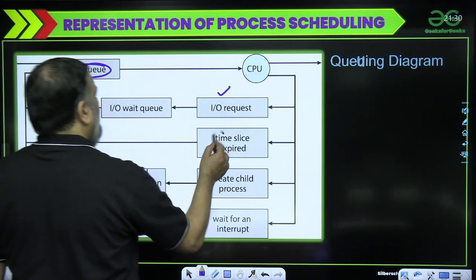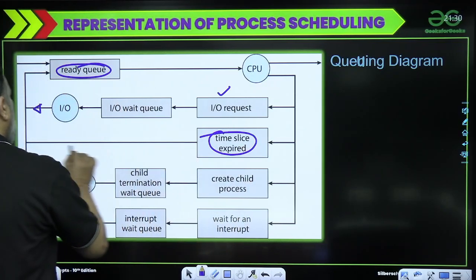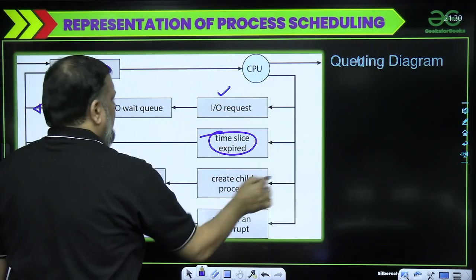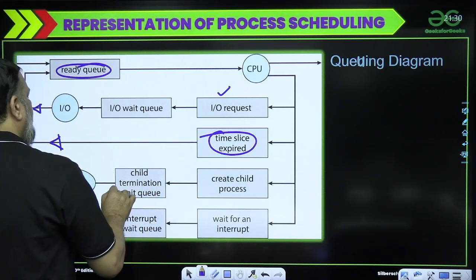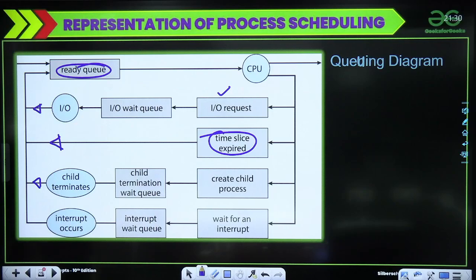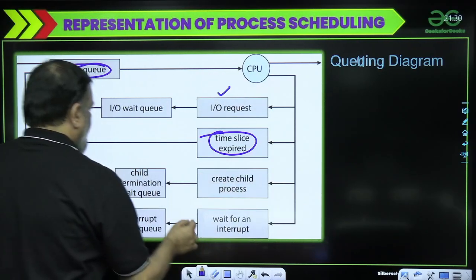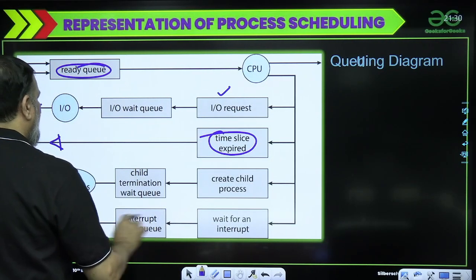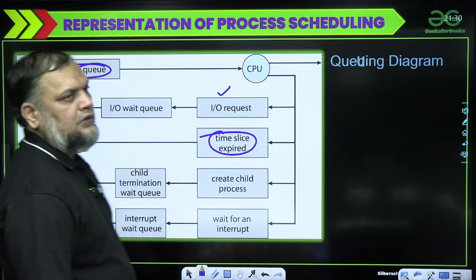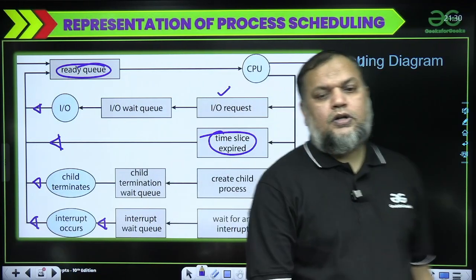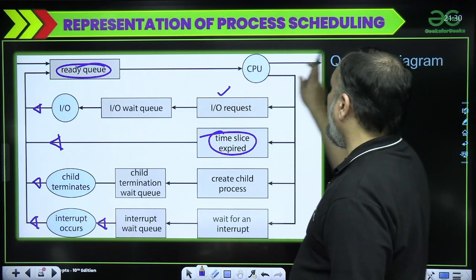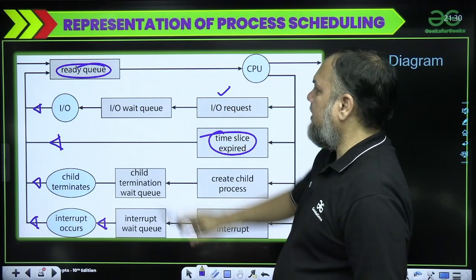And suppose the timer goes off, the running process times out, it will directly come to the ready queue without any blocking. If it creates a child process, it goes to the waiting queue for child termination; when the child process terminates, the parent process will come back to the ready queue. And if I'm waiting for some interrupt or event to happen, I'm in the interrupt wait queue. Then whenever the interrupt occurs, the process will come back to the ready queue. So boys and girls, this is a very clear diagram. It is called the queuing diagram, the state queuing diagram. It shows the states new, ready, running, terminate, block, right? So the queuing diagram.